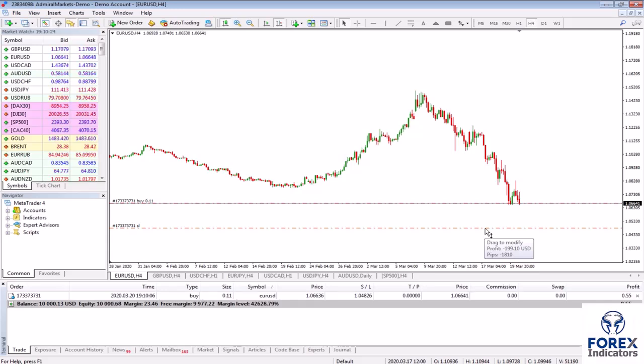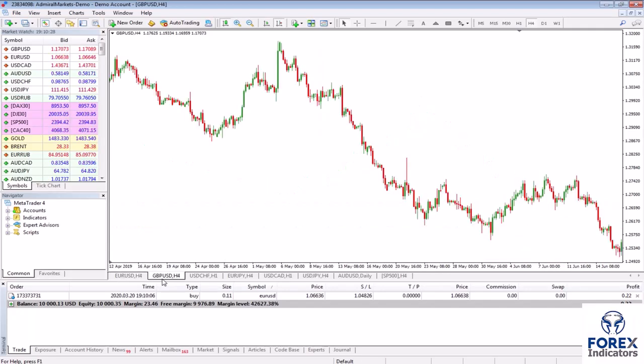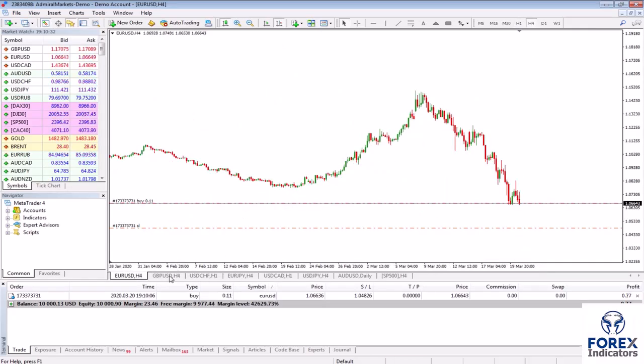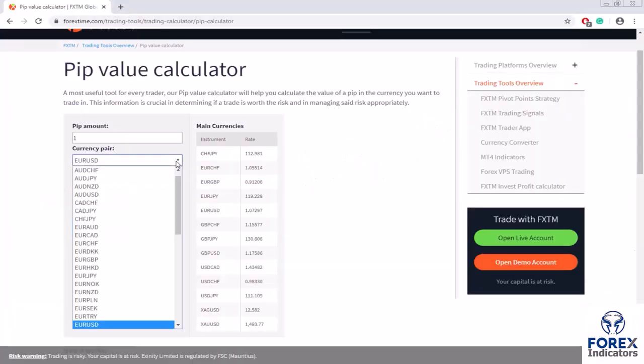As you have seen, you can use this formula on any other currency pair. If you trade with another pair, just enter that pair into the calculator. For example, if you trade with the US dollar Swiss franc currency pair, you need to select it here.